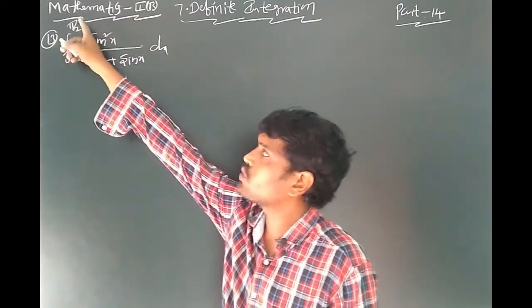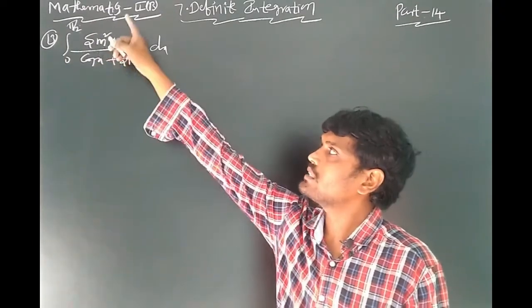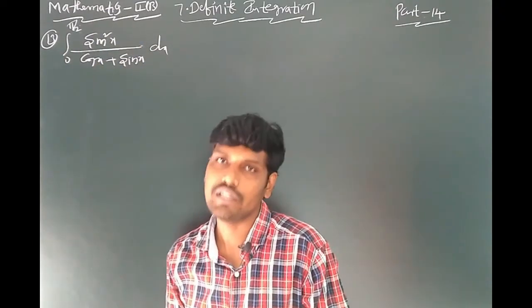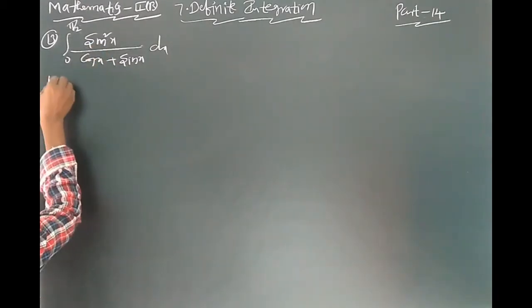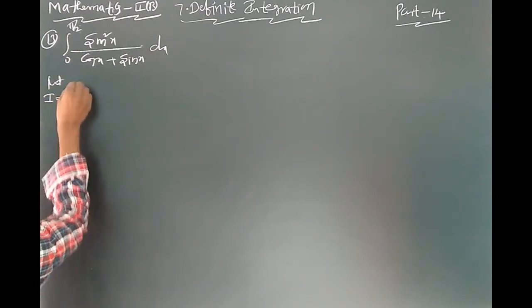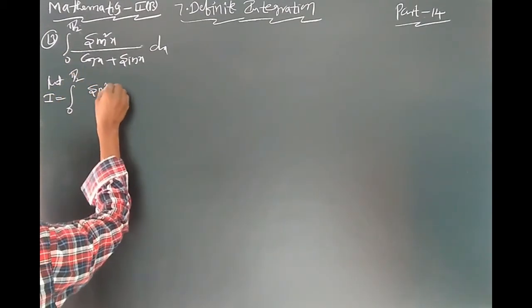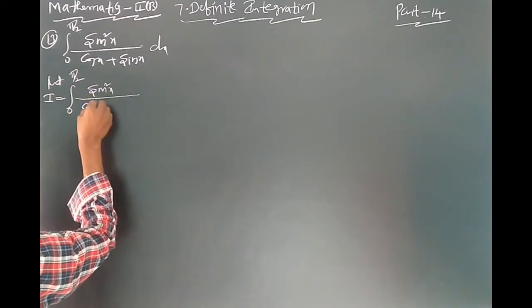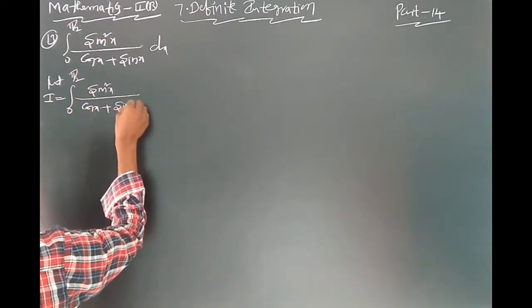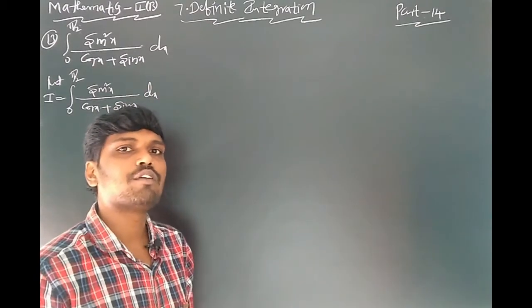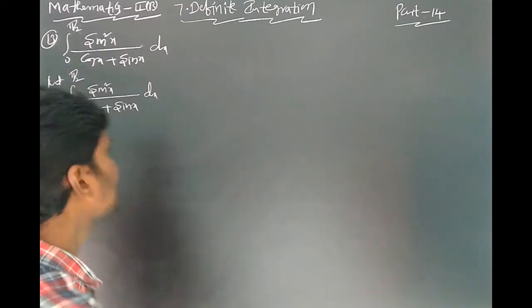Integral 0 to pi by 2 of sin square x by cos x plus sin x, whole dx. Here you can write: put the given function as I is equal to integral 0 to pi by 2 of sin square x by cos x plus sin x into dx. First of all, you have to take the given problem as I.